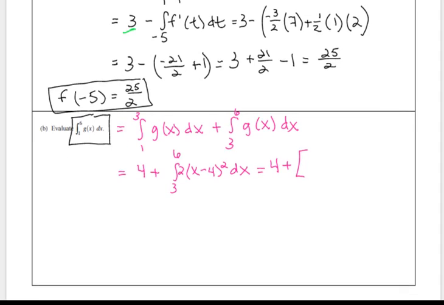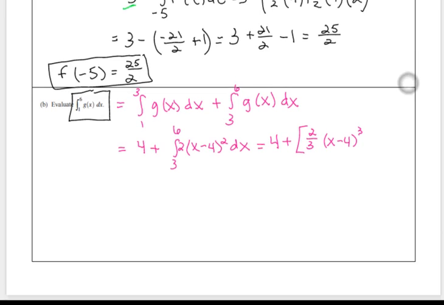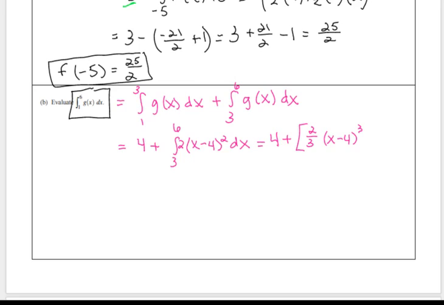So if we add 1 to the exponent, that's going to become a 3. There's already a 2 out front, so if I divide by 3, it becomes 2/3. And luckily, there's no chain rule going on here because that x minus 4, the derivative, would just be 1. So there's no chain rule that we would have to account for. We could use some u substitution, but it would just be an extra step. It would be unnecessary. So then we're going to do plus c, and we're going to evaluate from 3 to 6.